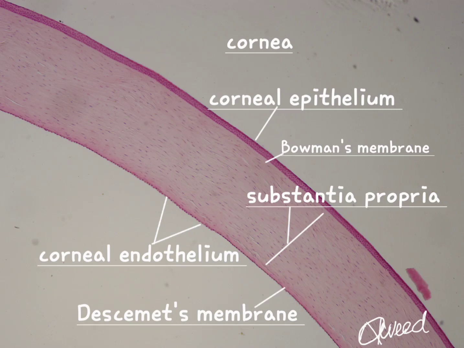This is layers of cornea. It is composed of 5 layers. Outer layer is corneal epithelium. Number 2, Bowman's membrane. Number 3, corneal stroma or substantia propria. Number 4, Descemet's membrane. Number 5, corneal endothelium.